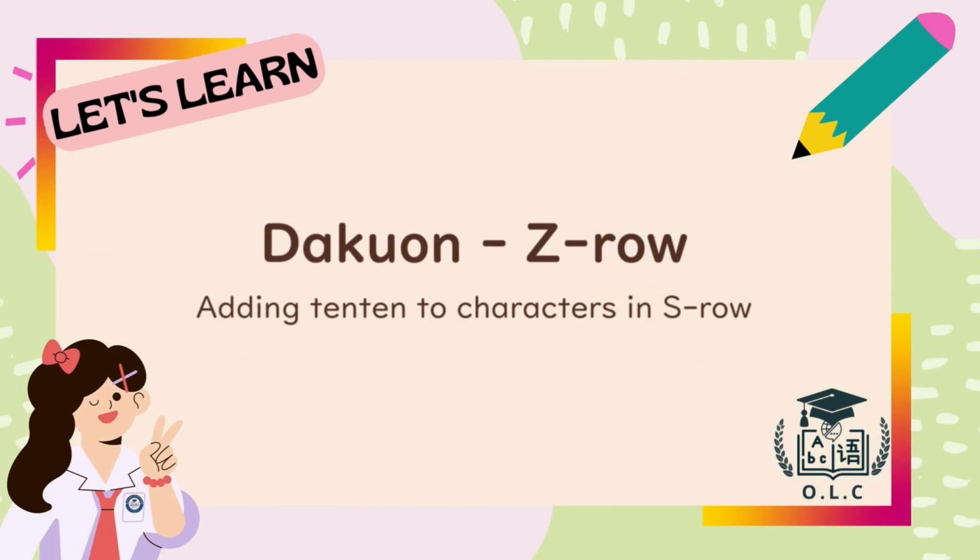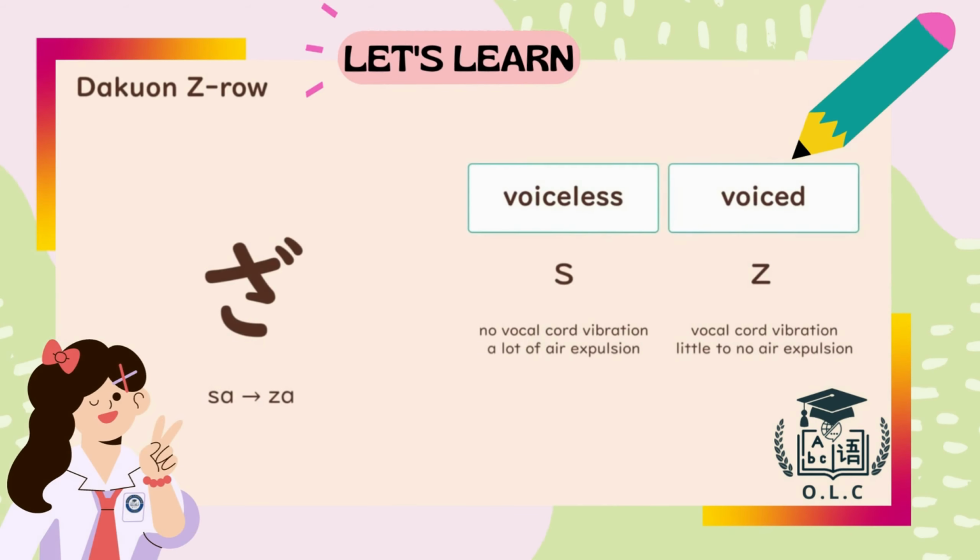Hello and welcome to the second lesson on learning about dakuon. In this lesson, we will learn how to add ten to characters in S row to form voiced Z sound. Now, S is a voiceless sound, meaning that the sound is produced without vocal cord vibrations, but with a lot of air expulsion. A voiced pairing of S is Z. So although the point of articulation is the same, Z is a voiced sound, meaning that the sound is produced with vocal cord vibration, but with little to no air expulsion.